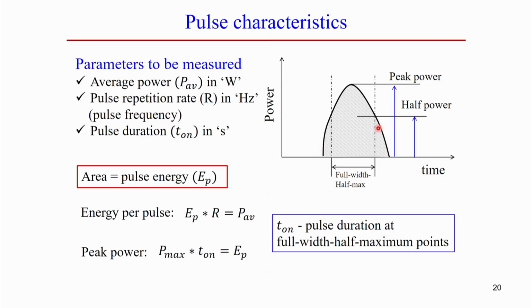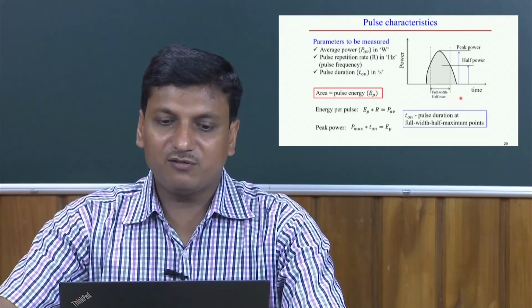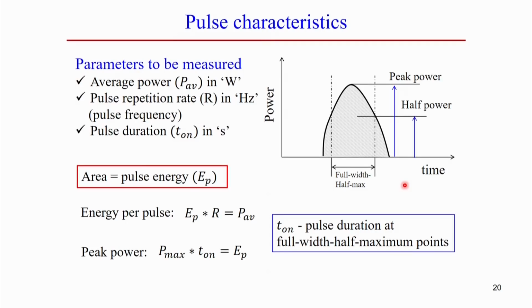In this case it represents the full width half max, FWHM. So, there is the half power at the center and the peak power. At the half power point we can find the duration of the pulse, so that the total energy can be balanced. It is represented in concept as one rectangular pulse. In that sense we can find the full width half max, and that duration of time is basically the pulse duration.